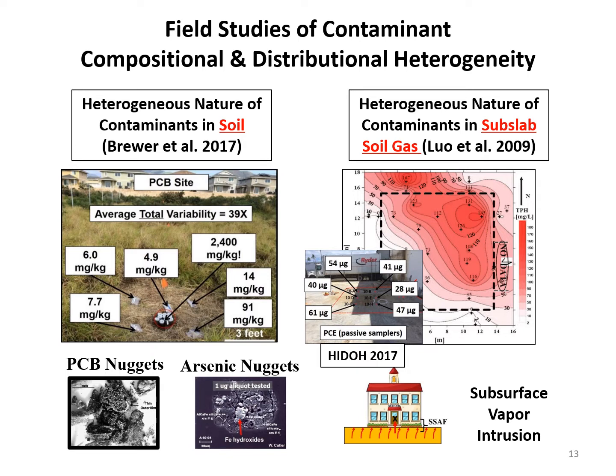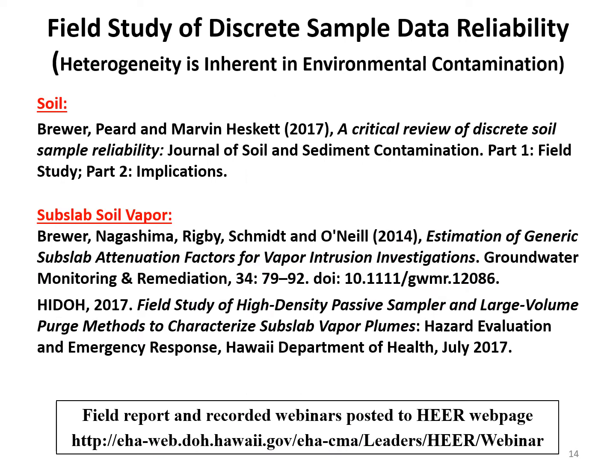This is a paper published in 2009. There are several others here. So contaminants aren't homogeneous in soil, air, or water. That's really the root problem of a lot of issues we've had in the environmental industry. Here are some of the references. Again, we talk about this in other webinars. First for soil, and then the 2 different papers we published, reports we published for subslab soil vapor.